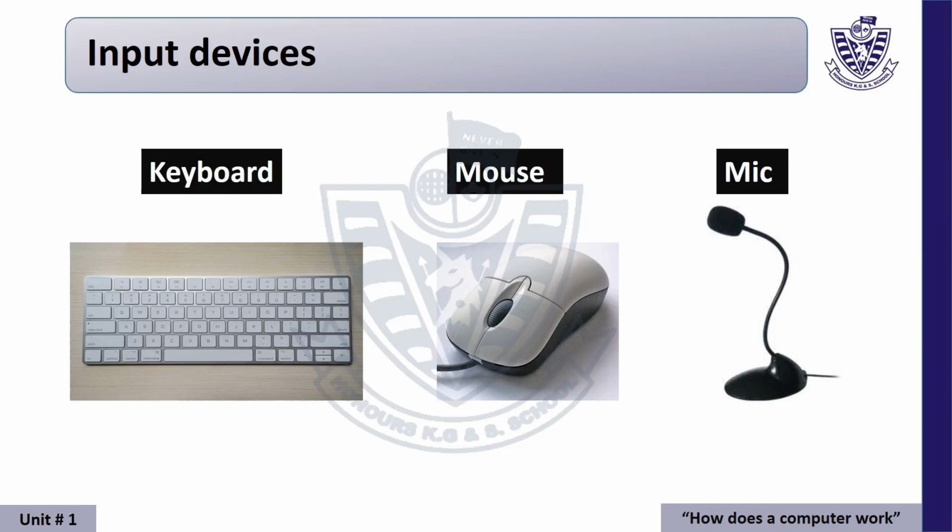And the second one is the mouse. Mouse is a pointing device used to select objects or text and to draw pictures on the computer. There are 2 buttons on it. Buttons can be clicked or double-clicked to perform various activities. And the third one is the mic. Mic is used to input and record voice into the computer.